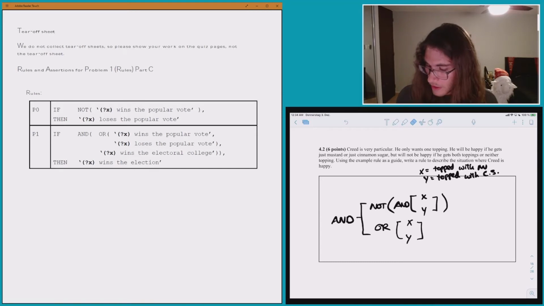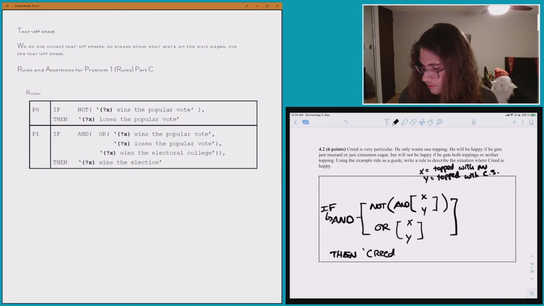So if AND, that should be the last statement, or if this AND that contains a NOT and another embedded AND and then an OR at the bottom, then Creed is happy.